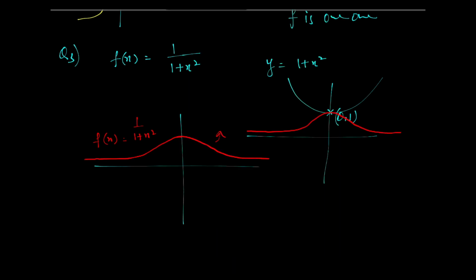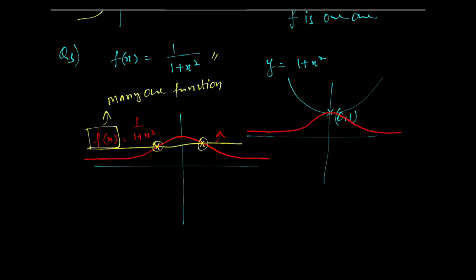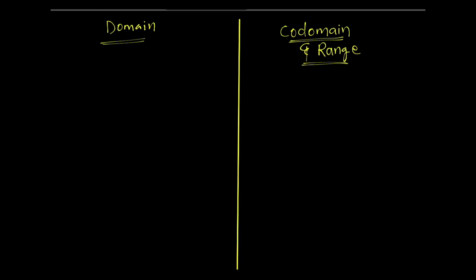When you drop a horizontal line test, this horizontal line is cutting the f of x at more than 1 point. Means the function f of x is said to be a many-one function. Right? So this is the function which is many-one in nature. So I hope you understand how functions are defined as one-one function or many-one function. I hope you have learned that one.